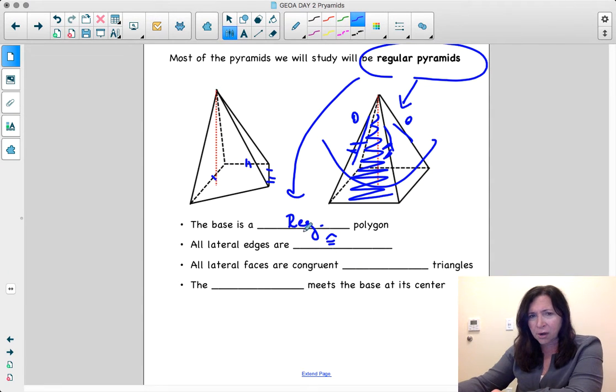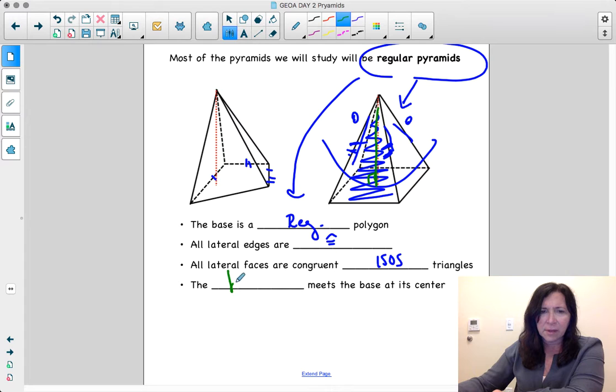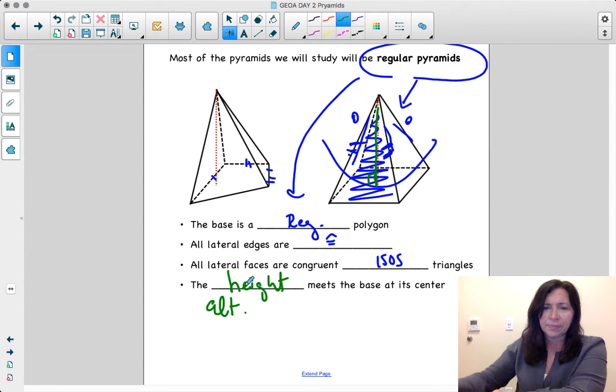Equilateral, because we just said our lateral edges are congruent. So because I have 2 congruent sides, this is now an isosceles triangle, and the altitude meets the base at the center, that would be my height. And what's another name for height? That would be altitude.